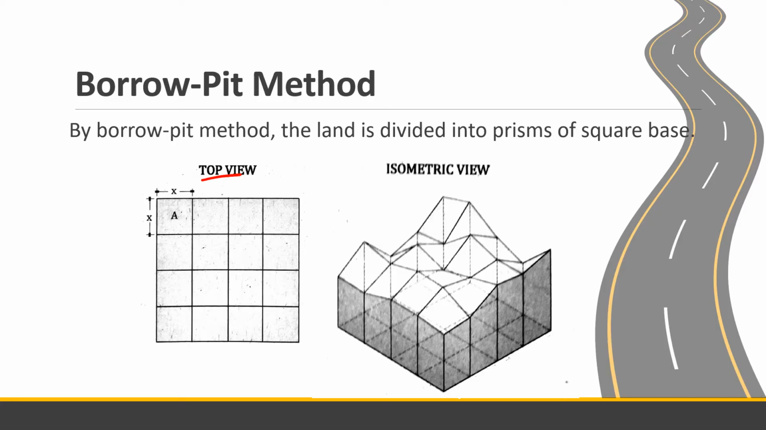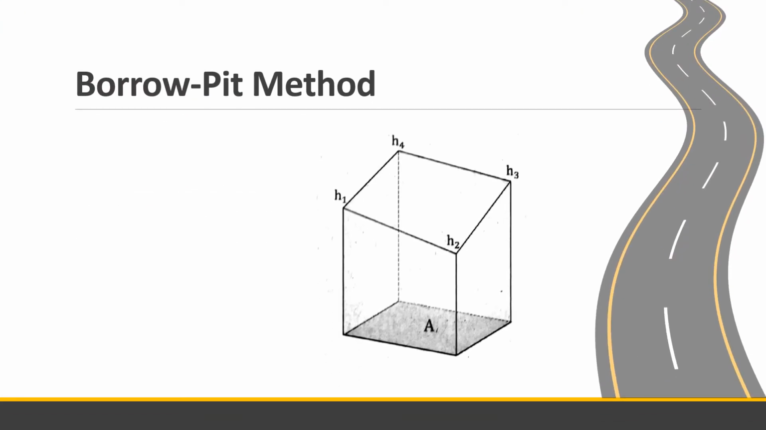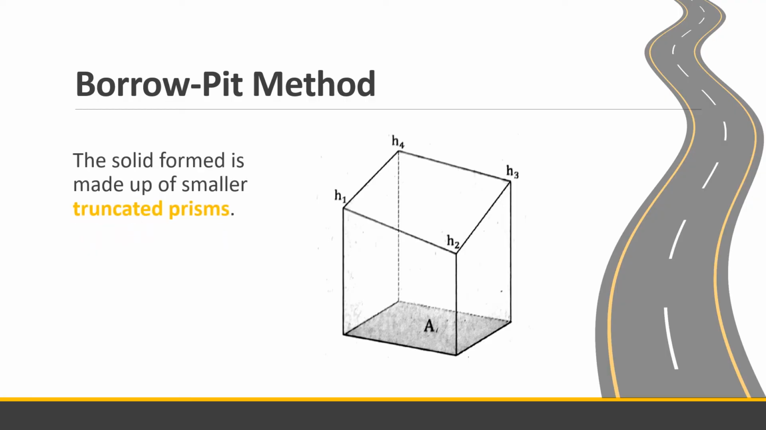And then for the isometric view, magiging prism siya. For example, this one here. It's a prism. So if we zoom in one unit, that's why it is called unit area, because it is divided into different unit squares. If we zoom in on this part, one unit, the solid form is made up of smaller truncated prisms. So this is a truncated prism.